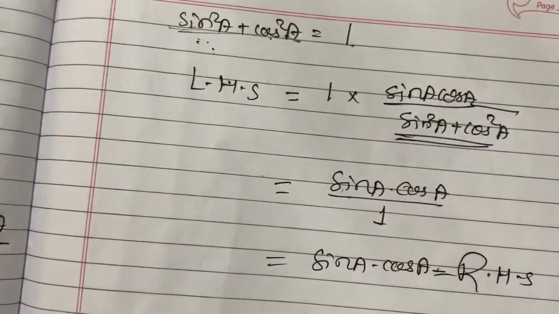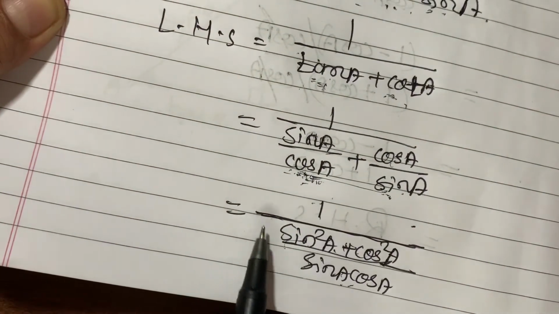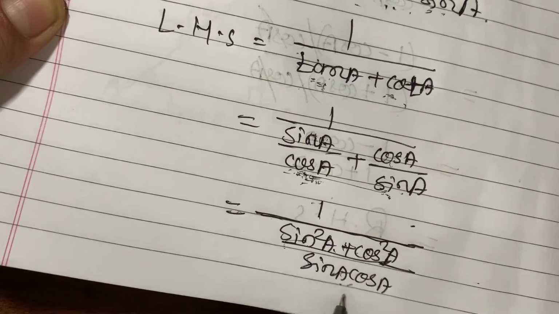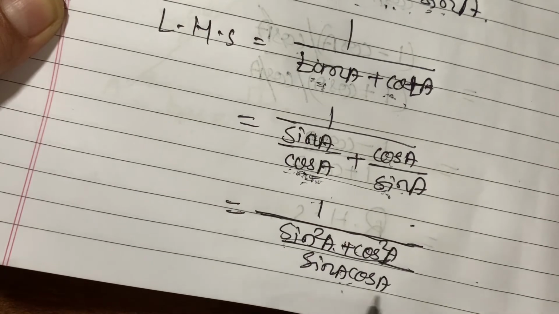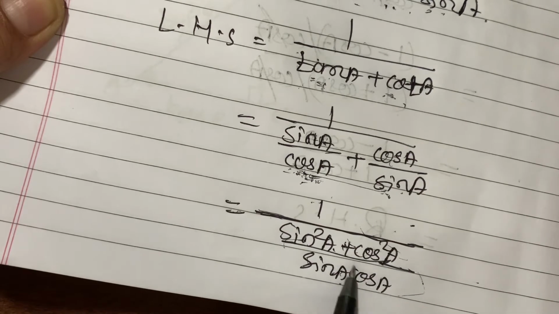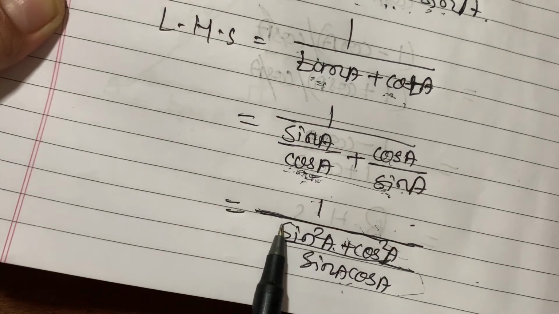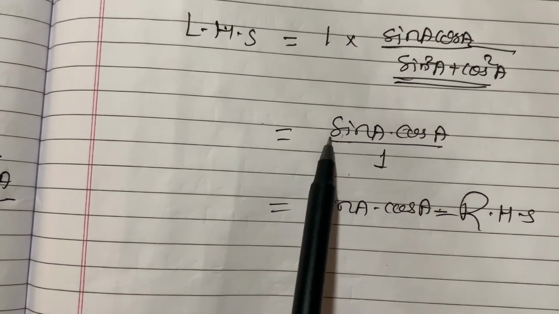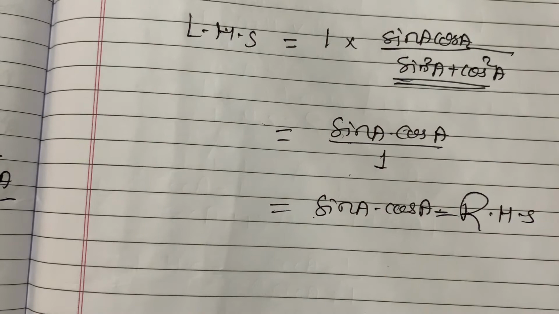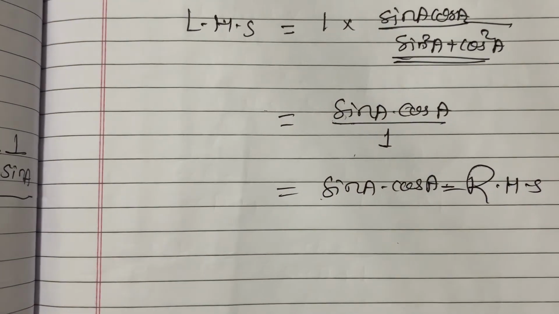So what we did here is nothing but your last step. It is 1 upon sin square A plus cos square A upon sin A cos A, because whenever division goes into multiplication, there will be the reciprocal. So sin A cos A will go in the numerator and sin square A plus cos square A will be in the denominator, but its value is 1. Because its value is 1, the answer is sin A into cos A. So LHS is equal to RHS.